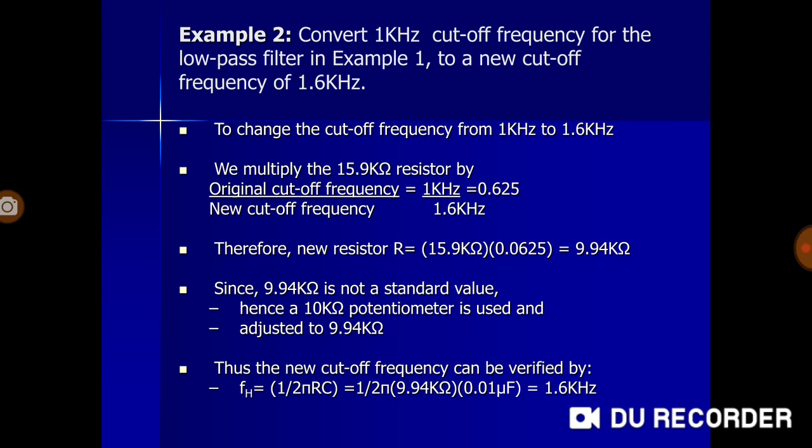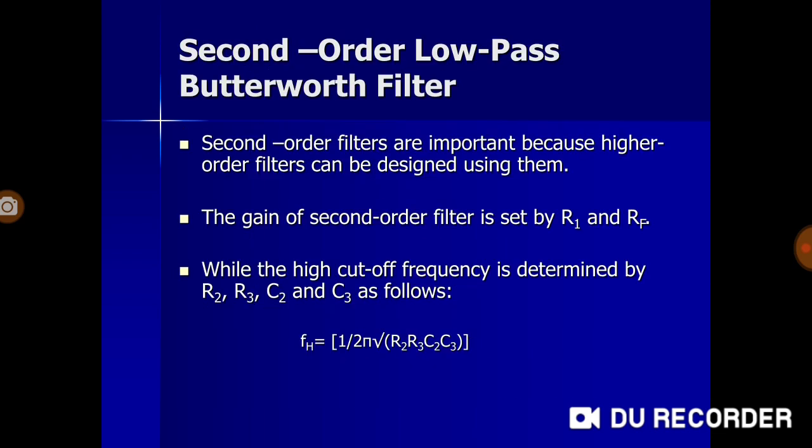We can also verify it again, as a cross check, by finding the new cutoff frequency by putting in the value of the new resistor. So FH is equal to 1 by 2 pi RC, where R now is the new resistance value that we are using. We just put it in, and we will get the value as 1.6 kilohertz. So these are the two examples.